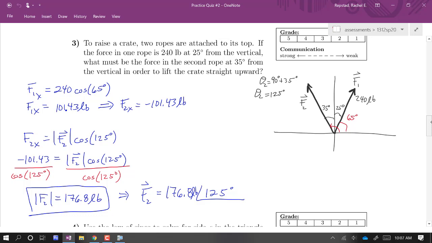So now I know the x component for F2. Here's the formula for the x component. I know the x component, I can plug that in. I know the angle, so I can plug that into cosine. That allows me to use algebra to solve for the magnitude. We divide by cosine of 125 degrees, and we get our force vector is 176.8 pounds at the angle which we had already found to be 125 degrees. Does that help with that?